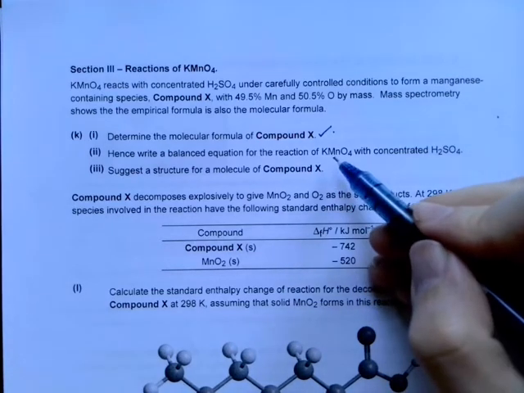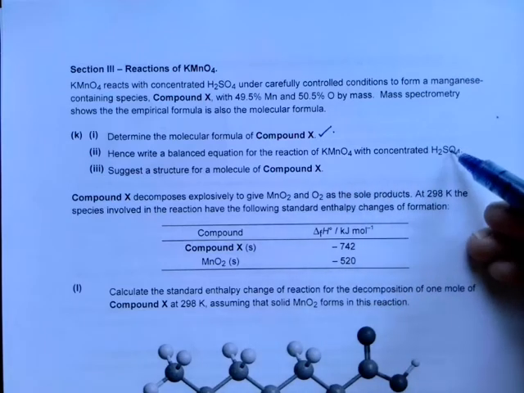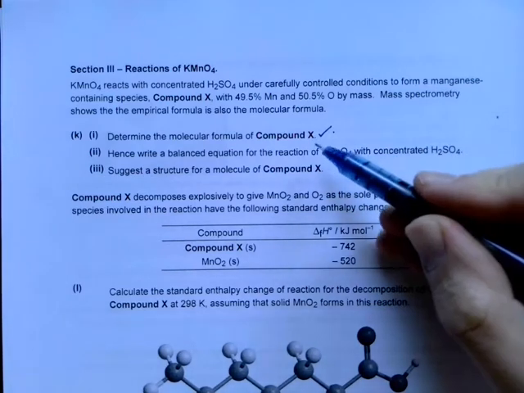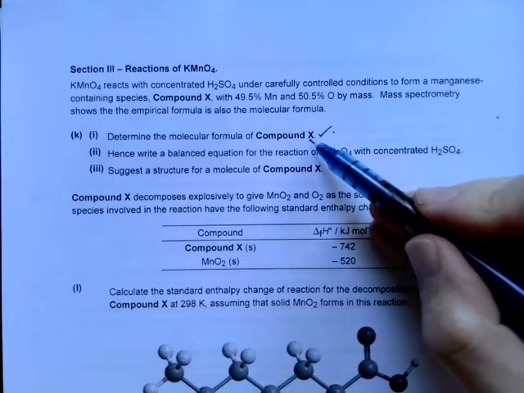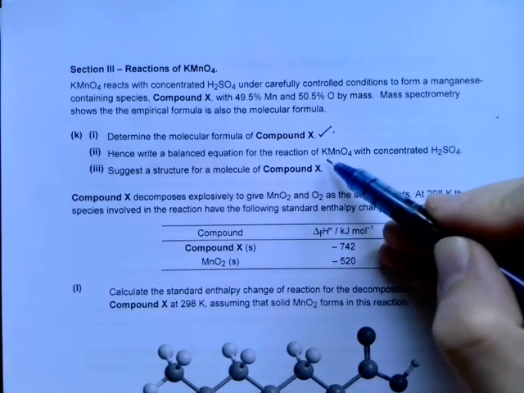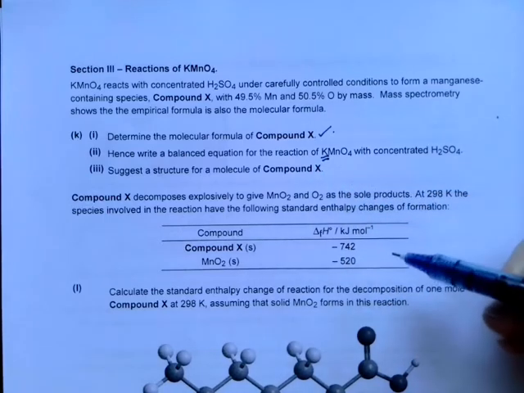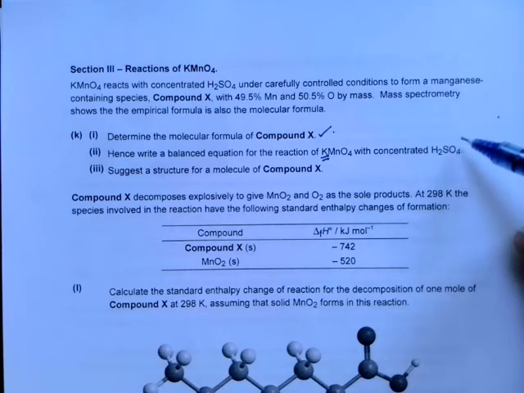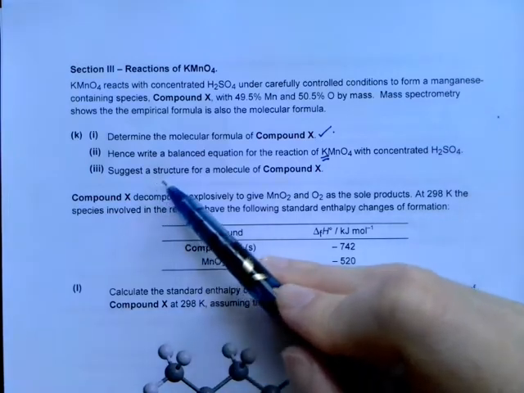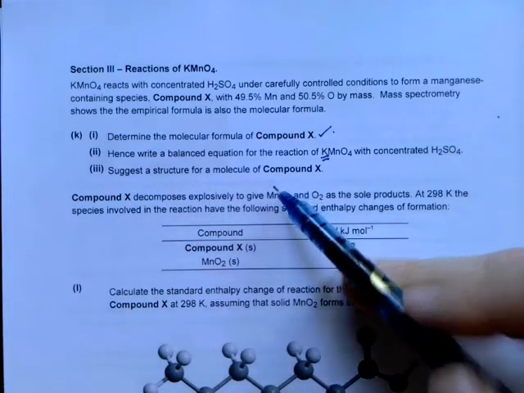Okay, you're going to have this thing plus this thing gives you this thing, which has only got manganese and oxygen in. So where's the potassium going to go? Where's that potassium going to go? Well, I don't know, could be something to do with this. So that should be a good clue there. Good. And suggest a structure for a molecule of compound X.